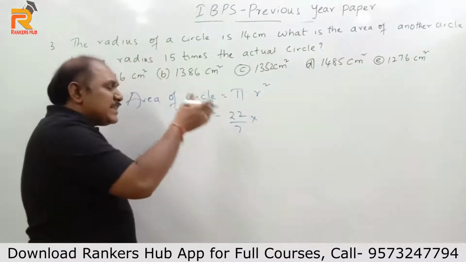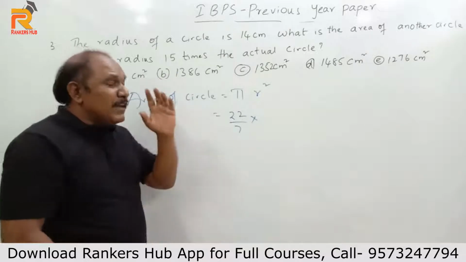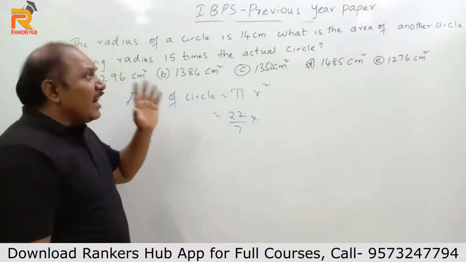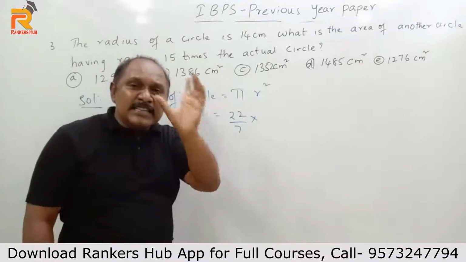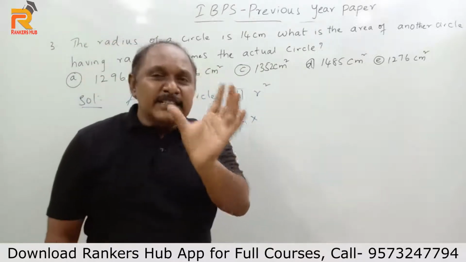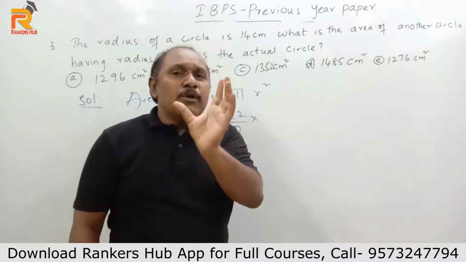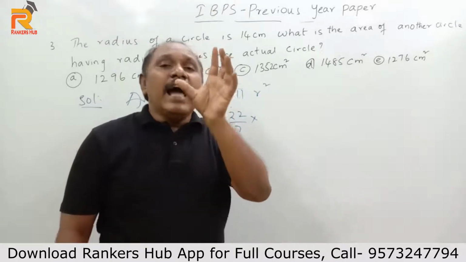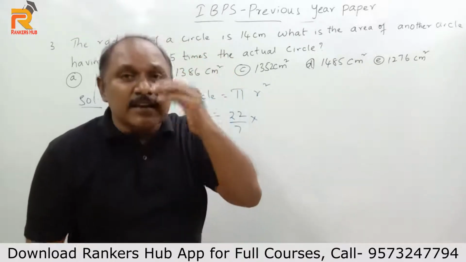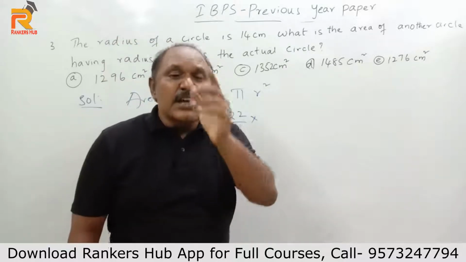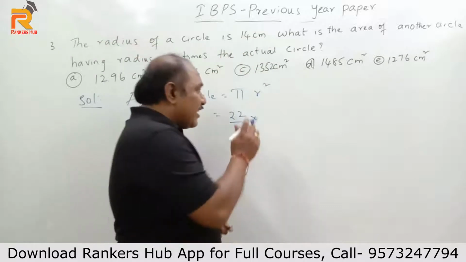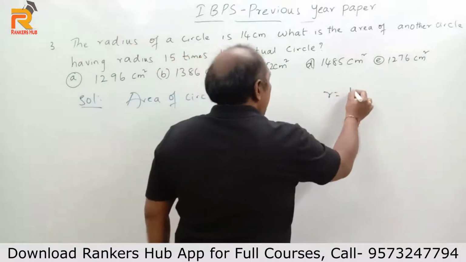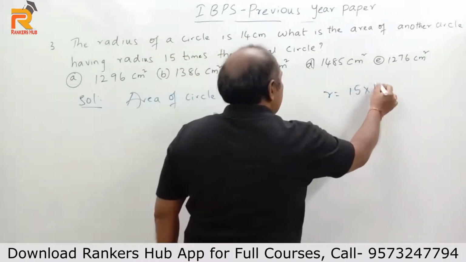Now we don't know the radius of the circle, but some information is given regarding the radius. The radius of a circle is 14 centimeters. There is a circle whose radius is 14 centimeters. I am not talking about the area of this particular circle. I am talking about the area of another circle whose radius is 1.5 times this radius. That means the radius of the circle should be 1.5 times 14.